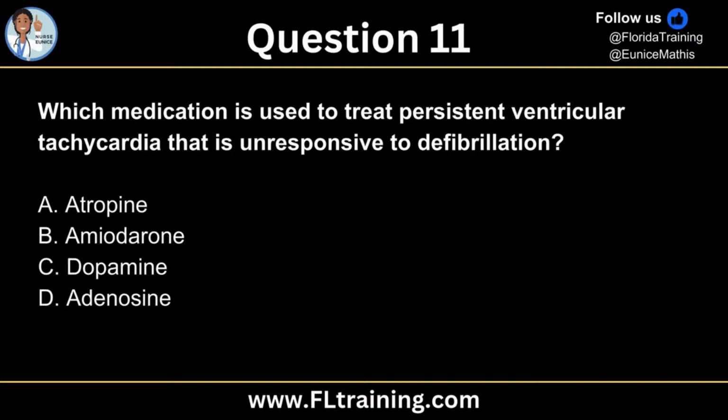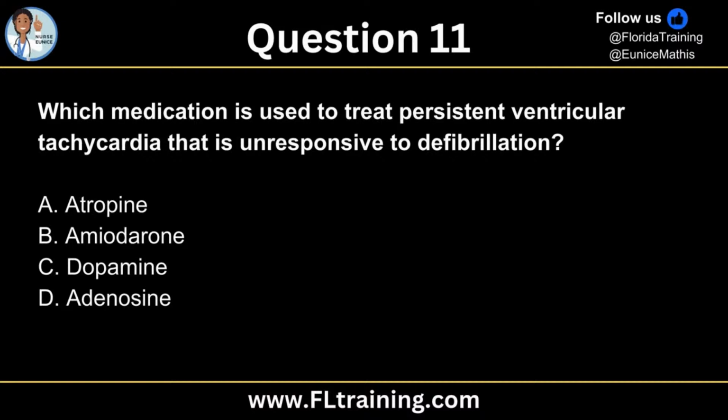Question 11, which medication is used to treat persistent ventricular tachycardia that is unresponsive to defibrillation? Now, this should be easy because we only discussed 3 medications. So is it atropine, amiodarone, dopamine, or adenosine?